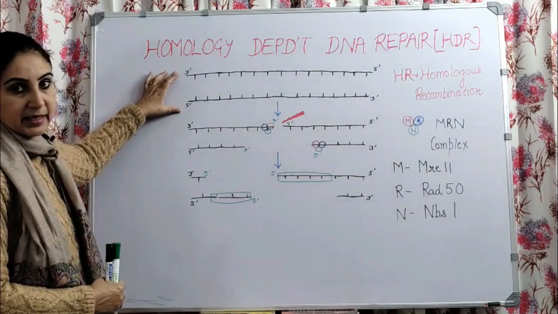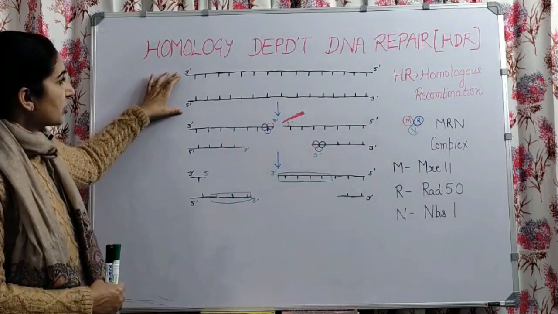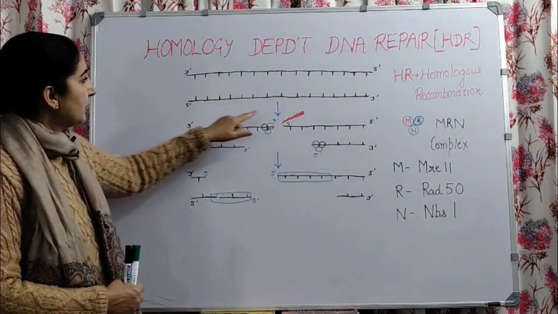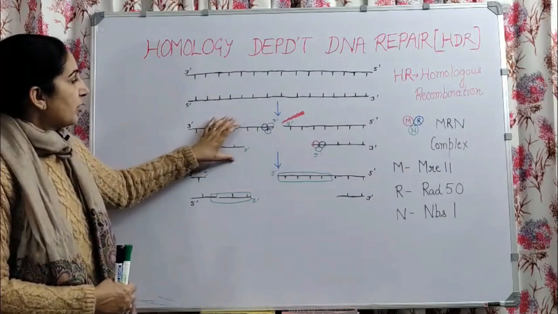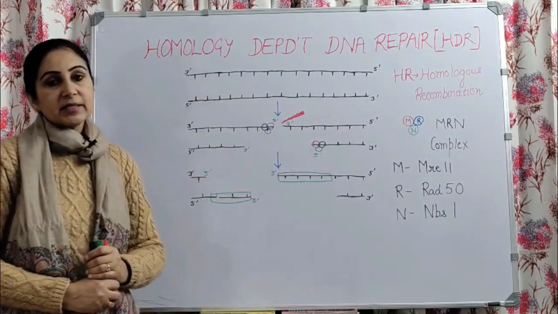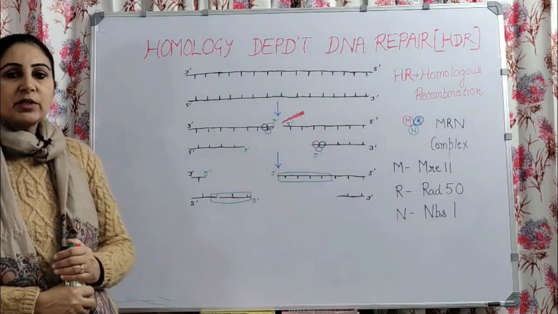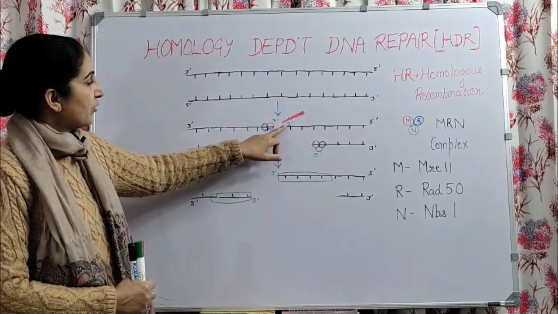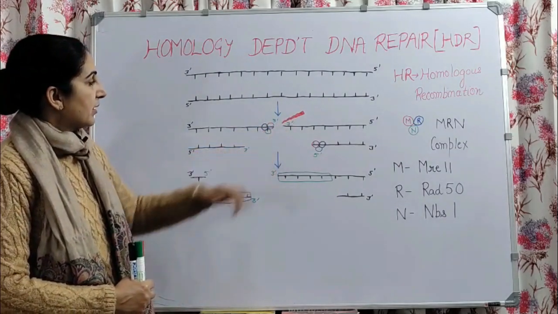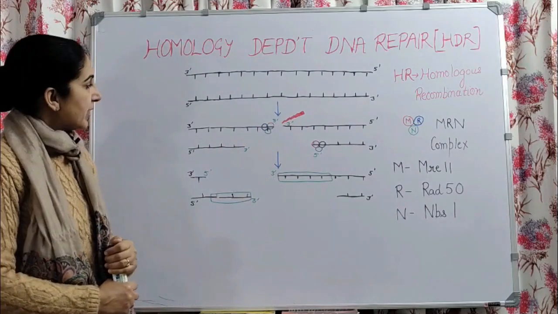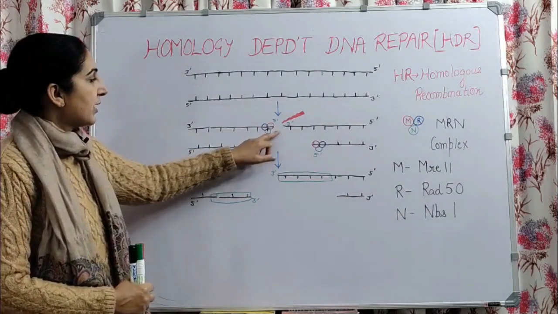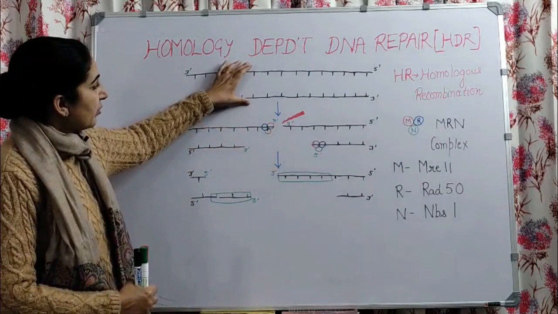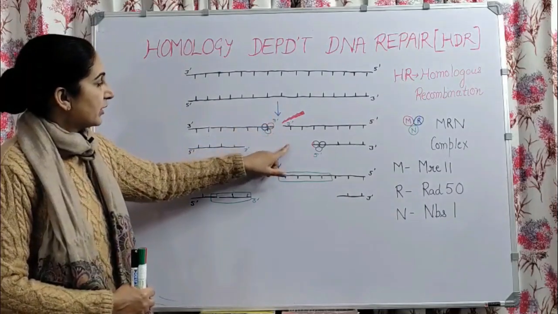Suppose this is our intact DNA. It has two strands, one in the 3' to 5' direction and the other anti-parallel, from 5' to 3' direction. Now due to some ionizing radiation, X-rays, chemotherapeutic agents, or free radicals, sometimes we get a break in the DNA molecule such that both the strands of the DNA molecule are cut. So this is the break.